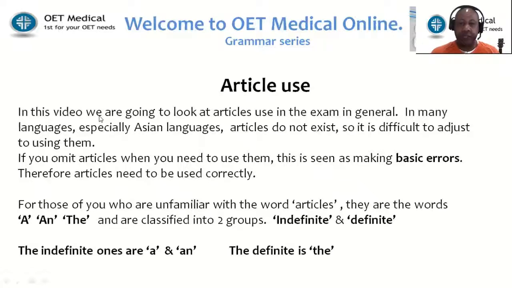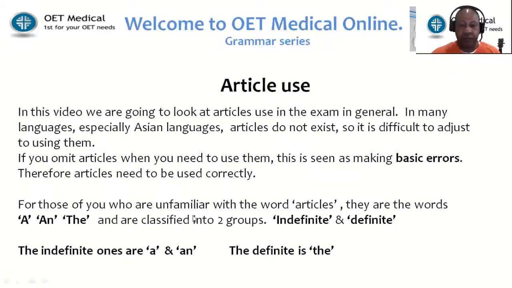In this video, we're going to look at article use in the exam in general. In many languages, especially Asian languages, articles do not exist. So for some people, it's difficult to get used to them. Not everyone, but there are certain languages, Japanese, Chinese, for example, who do not have them, and other languages. So you need to get a handle on them, because if you don't use them correctly, they're kind of seen as basic errors. So you need to try to avoid them.